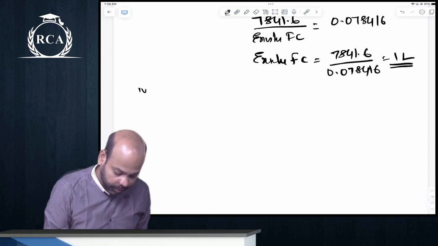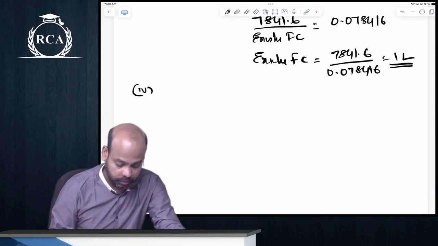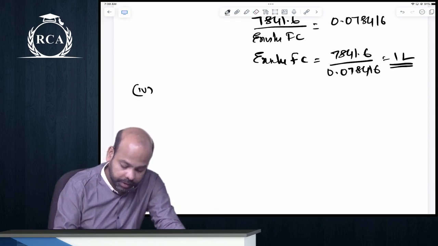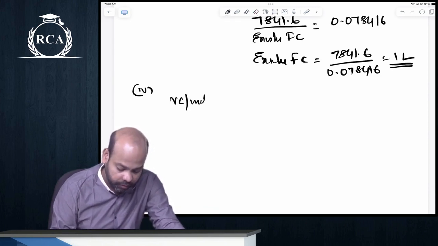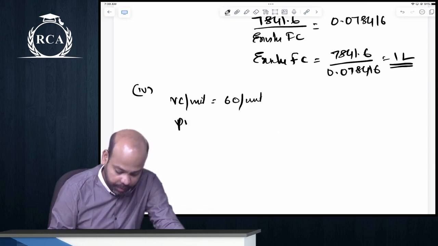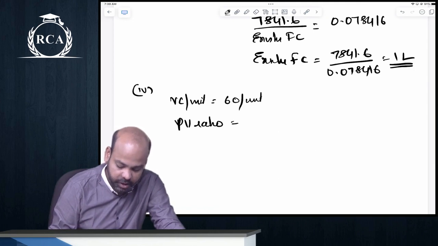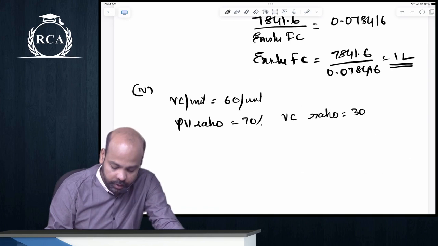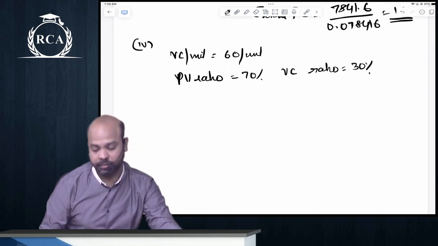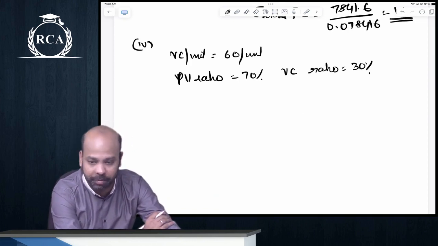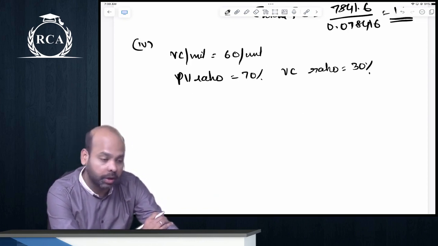What is the answer to the fourth bit, beta? What is your variable cost per unit? What is your PV ratio? Variable cost per unit, beta, is 60 rupees. PV ratio, beta, is 70%. If PV ratio is 70%, how much will be your variable cost ratio? 30%. You know variable cost per unit, you know variable cost ratio, beta. Selling price per unit कितना आएगा? 200 rupees. Contribution per unit 140.